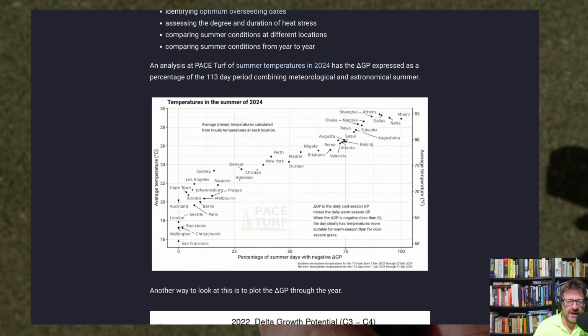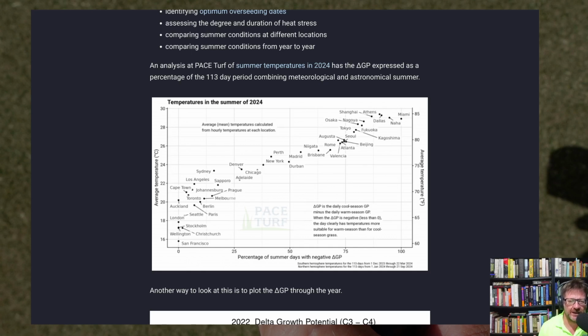And then in this post, I really wanted a chance to share a chart that has just been posted at Pace Turf. It's an analysis at Pace Turf of summer temperatures in 2024 that has the Delta GP expressed as a percentage of the 113-day period combining meteorological and astronomical summer.